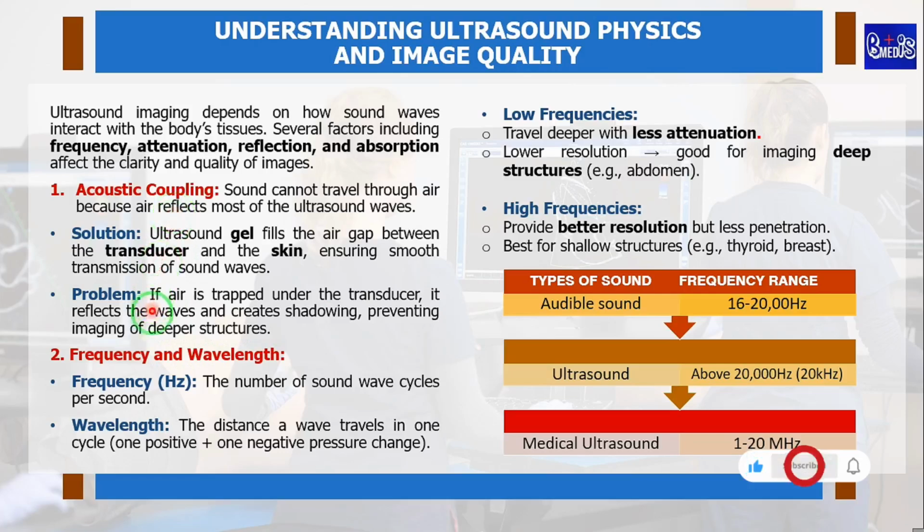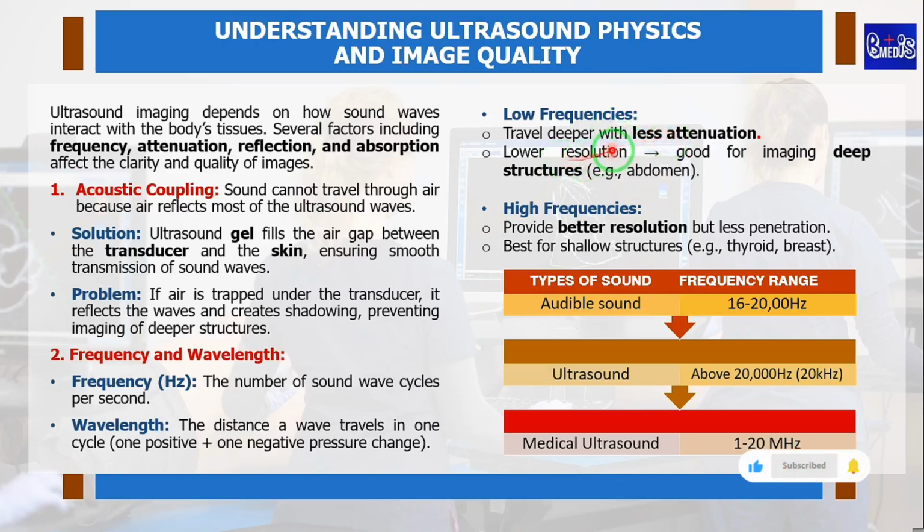Then another thing that affects image quality is frequency and wavelength. Frequency is the number of sound wave cycles per second, whereas wavelength is the distance a wave travels in one cycle, one positive plus one negative pressure change. Now, low frequencies travel deeper with less attenuation. That is, ultrasound energies with low frequency can penetrate deeper and with less attenuation.